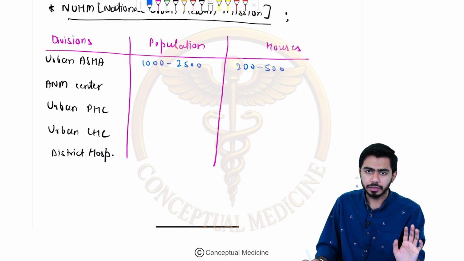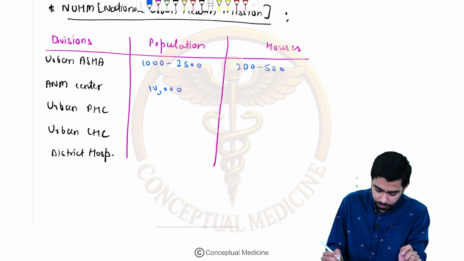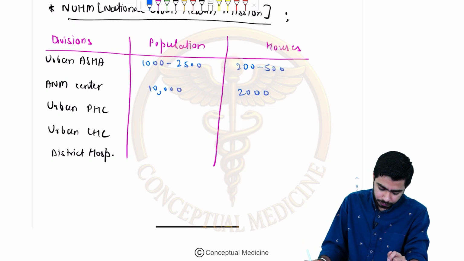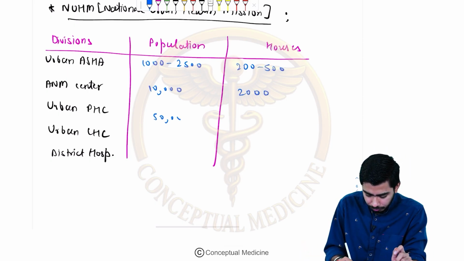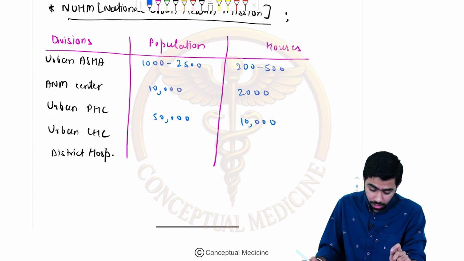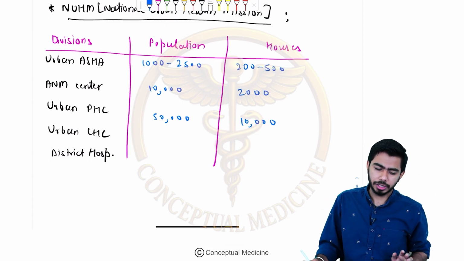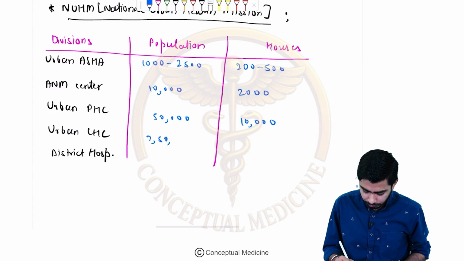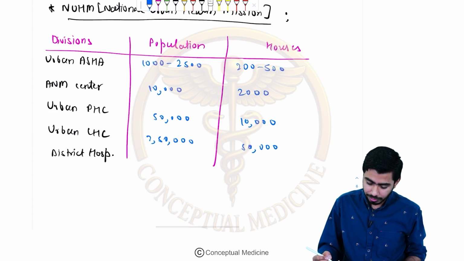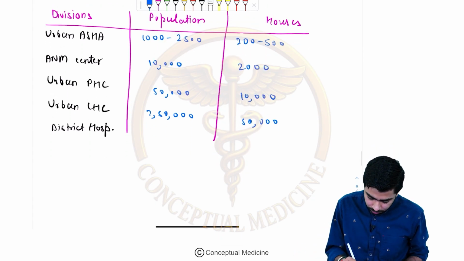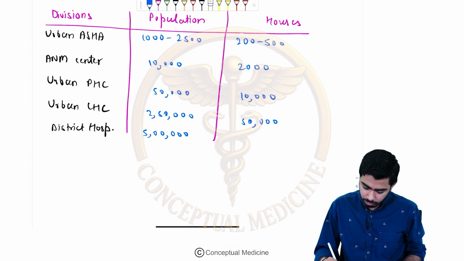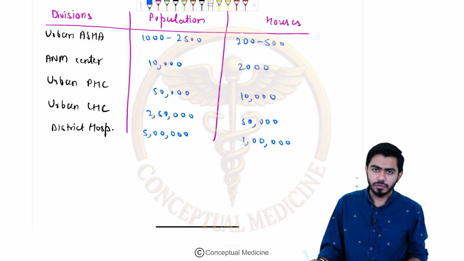If you talk about the ANM center, they might be catering to 10,000 people, and if you divide it by 5, they will be catering to around 2,000 houses. Urban PHC, they are talking about 50,000 people, and 10,000 houses, right? Urban CHC is a much bigger level compared to the PHC and sub-center, so obviously a bigger population, around 2,50,000 people, and around 50,000 houses will be covered under it. And in the district hospital, we are talking about more than 5 lakh population, and around 1 lakh houses will be covered there, right?